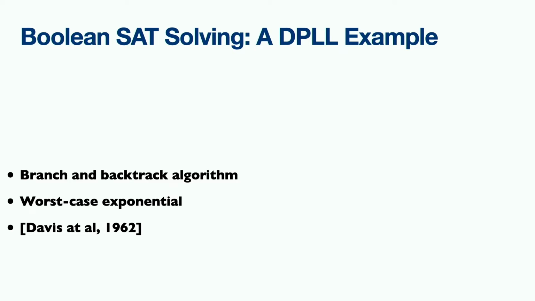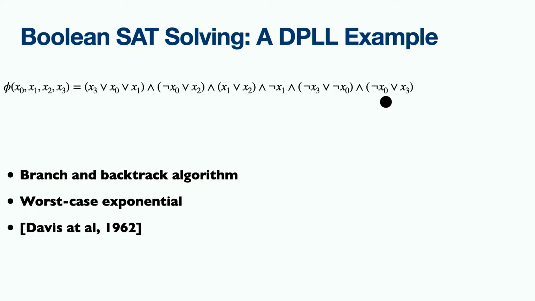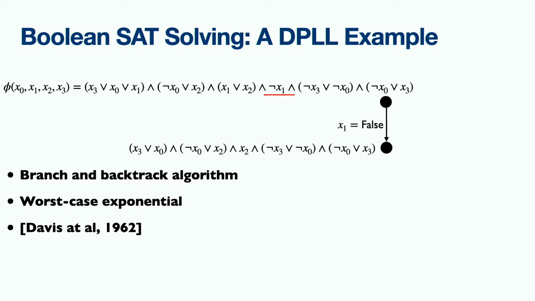I will explain DPLL using a running example. Let's look at this input formula. We will find a very special clause, which is not x1. This clause is very special because it contains only one literal. We call this literal a unit literal. Since this clause contains only not x1, we immediately know that x1's value has to be false. We assign false to x1 and simplify the formula. For the same reason, we can assign true to x2 and simplify the formula further.